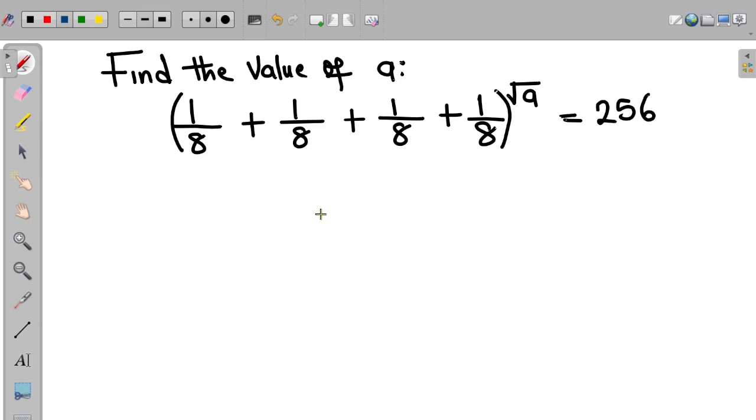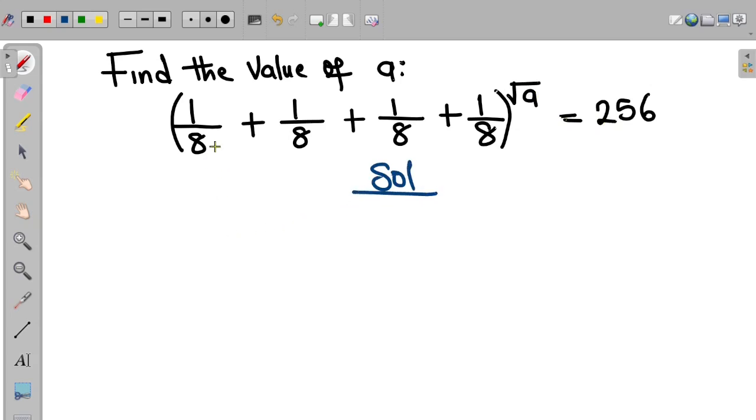Hello everyone. In this video, we are going to provide the solution to this question. We are asked to find the value of a, given that (1/8 + 1/8 + 1/8 + 1/8) all enclosed in a bracket, to the power of root a, is equal to 256.